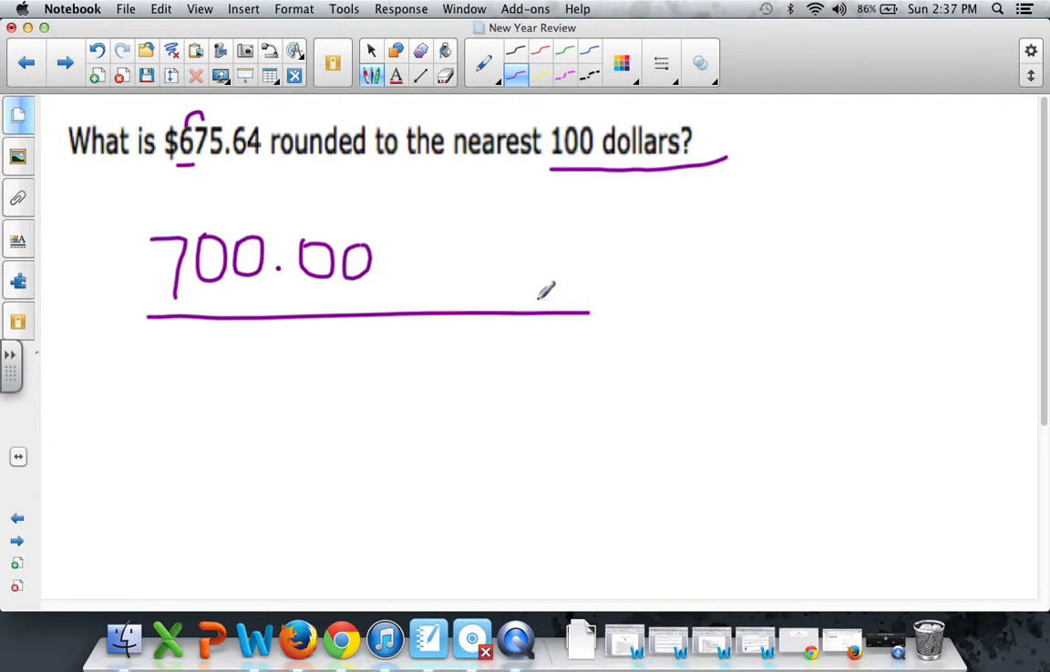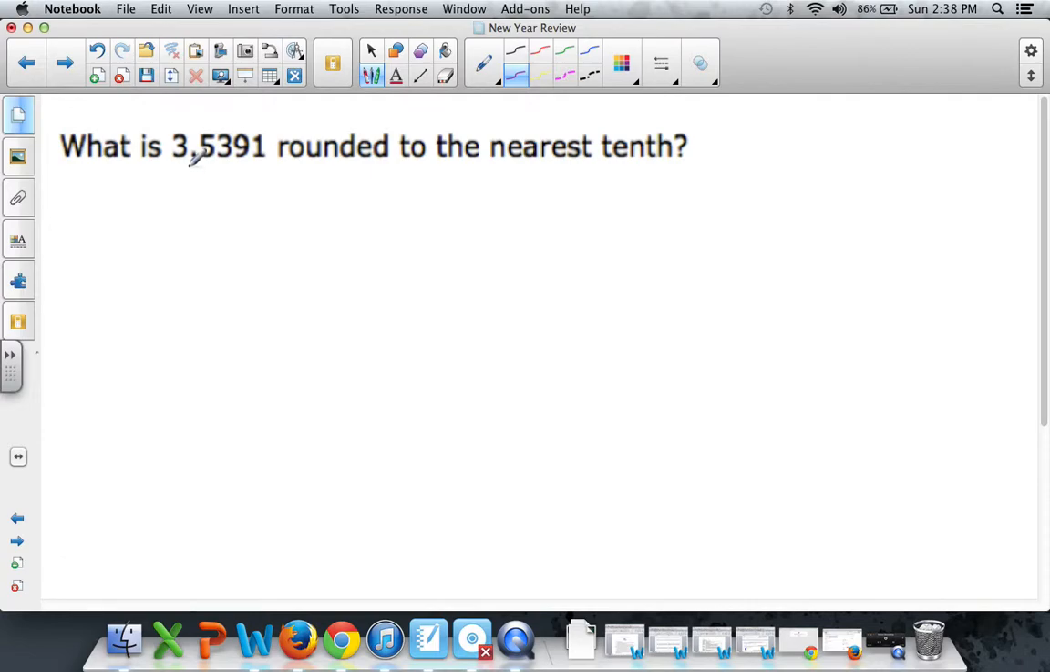Feeling comfortable yet with this? No? Alright, let's do it again. What is 3.5391 rounded to the nearest 10th? Recognize that 10th with a th at the end is not the same as 10. If there were a tens place, it'd be somewhere over here, but there isn't one. 10th place is that first one past the decimal.